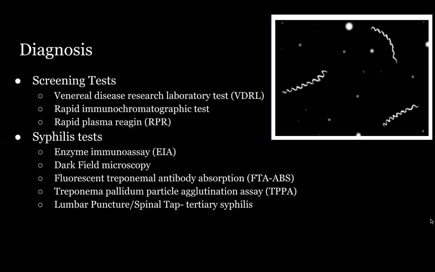The Treponema pallidum particle agglutination assay, or the TPPA. This blood test also checks for antibodies. It is used after another method tests positive for syphilis. This test is not done on spinal fluid, so it is only a blood test. And lastly, the lumbar puncture or spinal tap. This is where a sample of spinal fluid is taken and used to diagnose tertiary syphilis. Next slide.